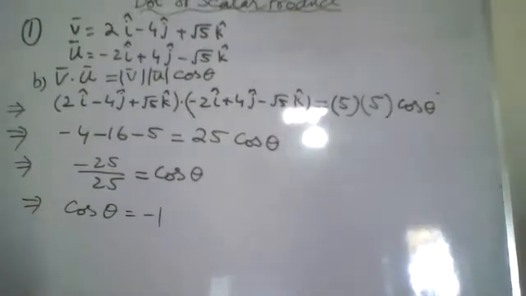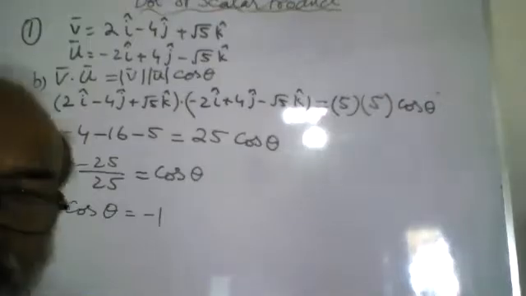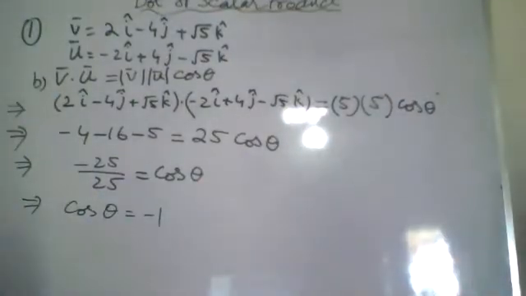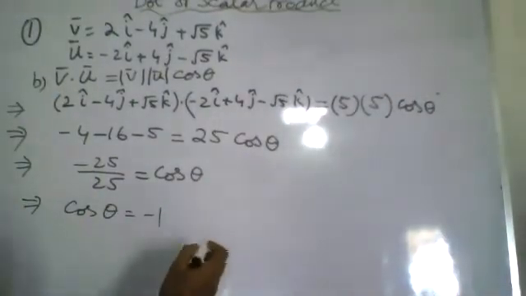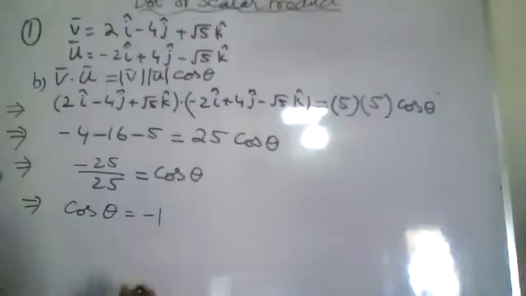So this is cos of theta. The next, the scalar component of U in the direction of V. The scalar component of U in the direction of V. So this is the vector V, the C part. We will do the C part.